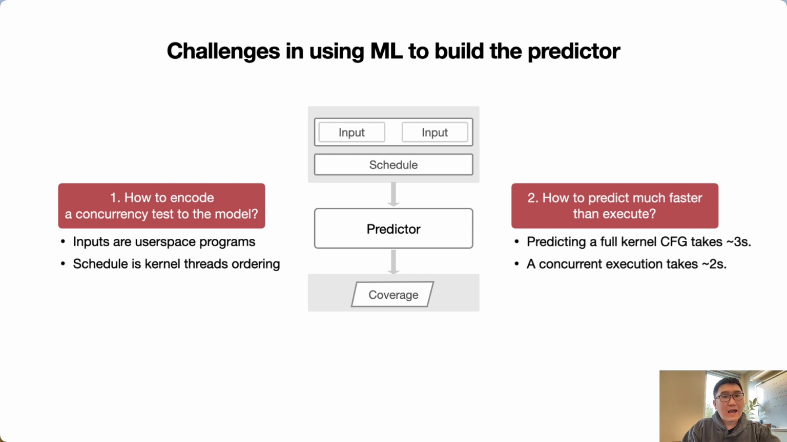A Linux kernel could have over 2 million code blocks, and predicting a graph that has a similar number of blocks might take 3 seconds. This is already longer than the dynamic executions that we want to skip. That means we need to make the prediction much faster, because otherwise the predictor will be useless. Next, I will show you how we address these two problems.